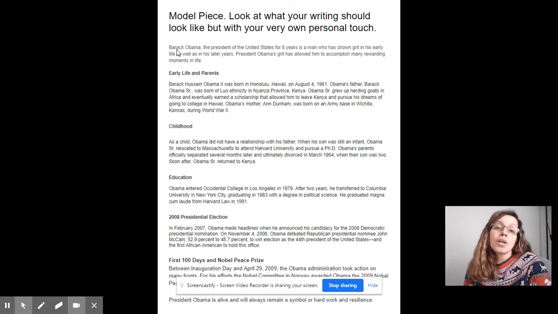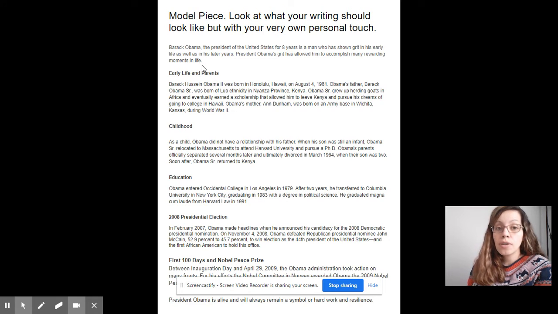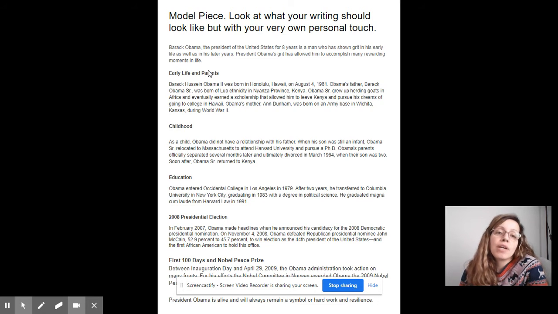And then you start very easily introducing the person. In this case, this is common knowledge. Barack Obama, the president of the United States for 8 years, is a man who has shown grit in his early life as well as in his later years. President Obama's grit has allowed him to accomplish many rewarding moments in life. So that's a nice, simple introduction. Notice that I just used 2 sentences. I didn't need to overdo it, but I used 2 sentences that summarize why he is famous, right? Why do we know him?